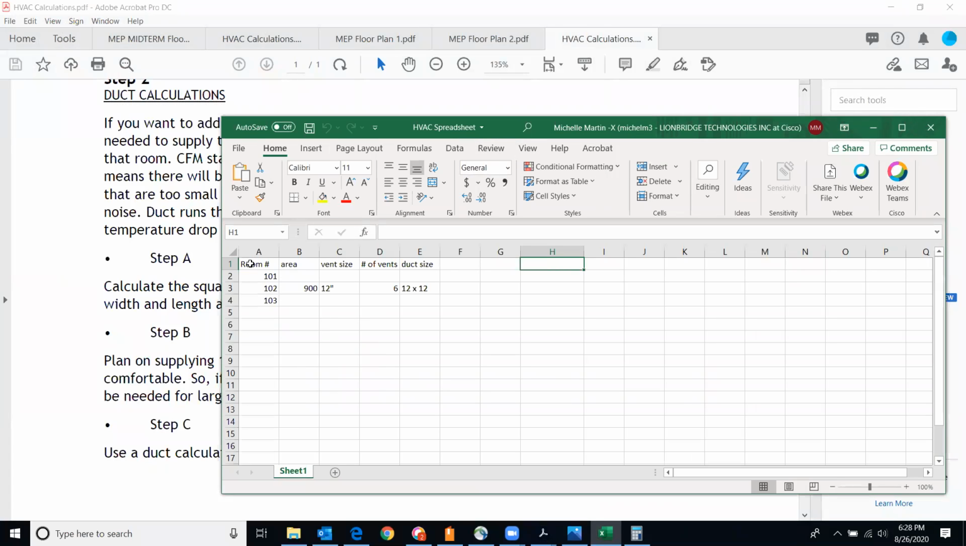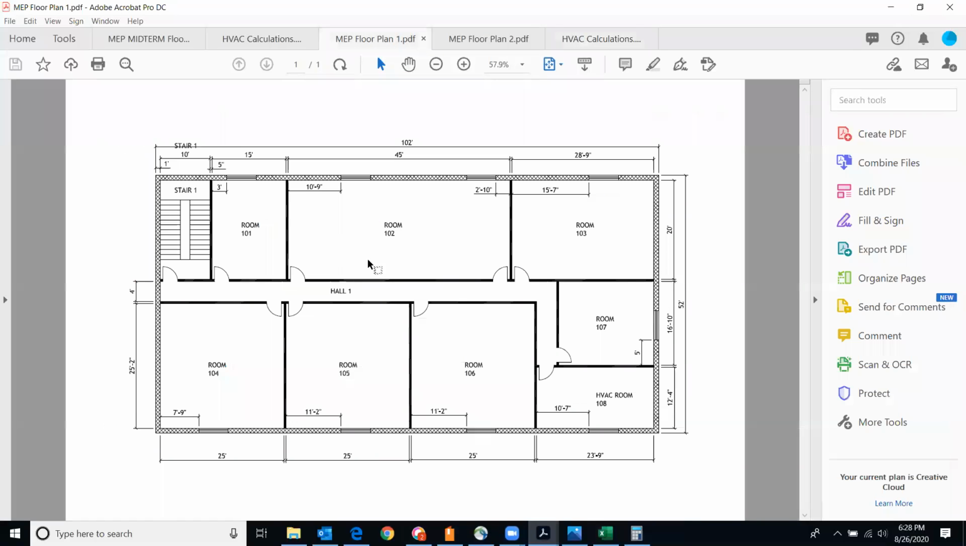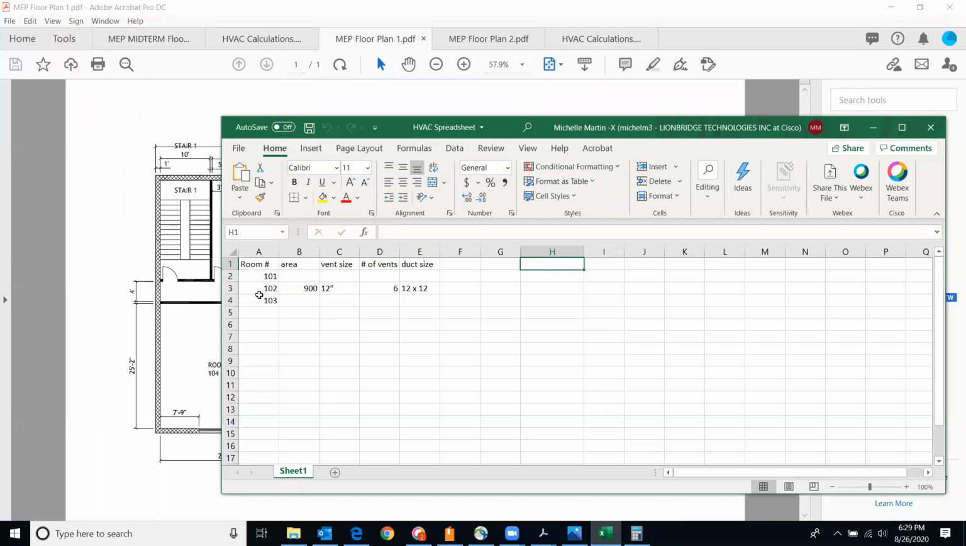If you do it similar to this, for each room, list the room numbers, list the stairway, like stair one and hallway one as well, and calculate the area of each space. I went ahead and have done that for you for room 102. So if we look at room 102 right here, that is 45 foot by 20 foot, which gives me an area of 900.